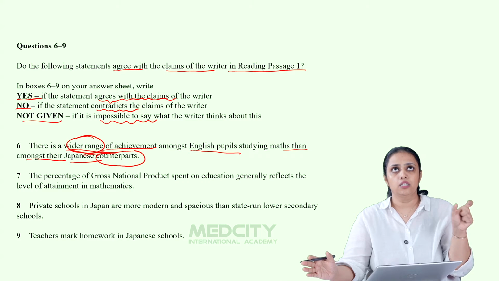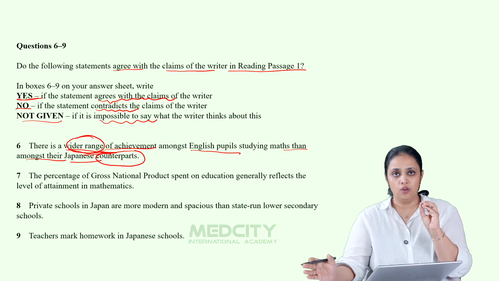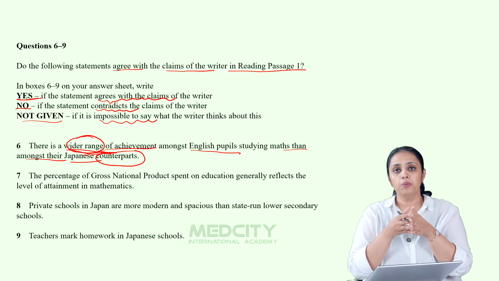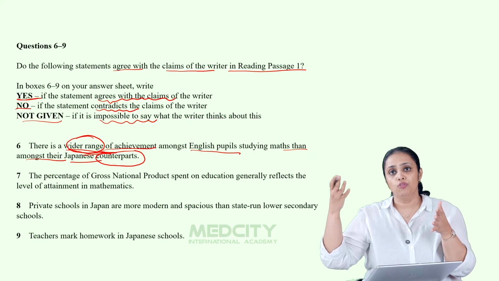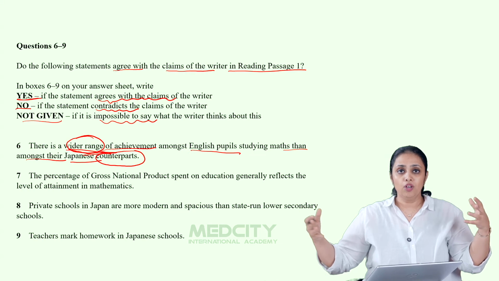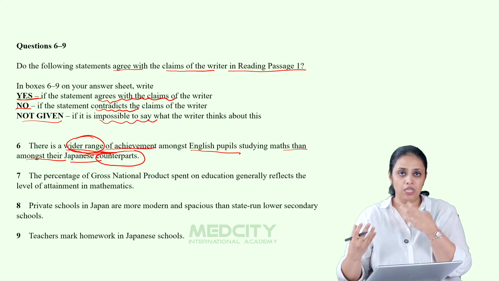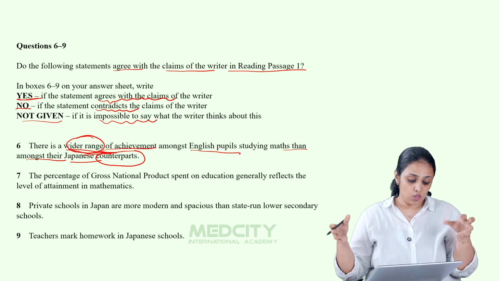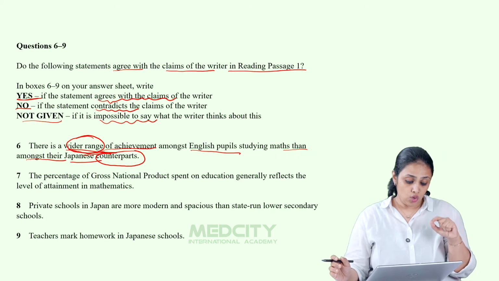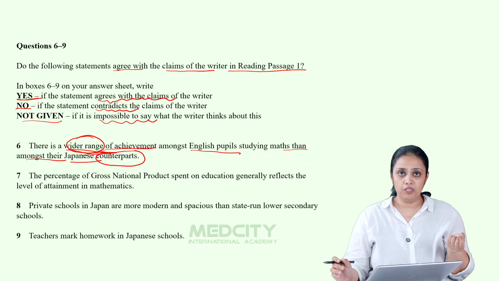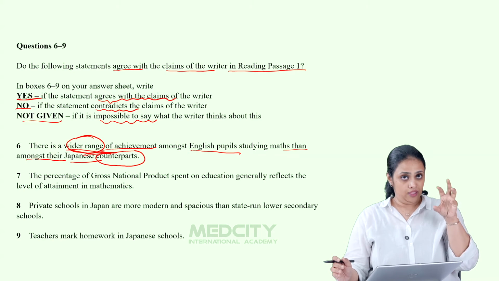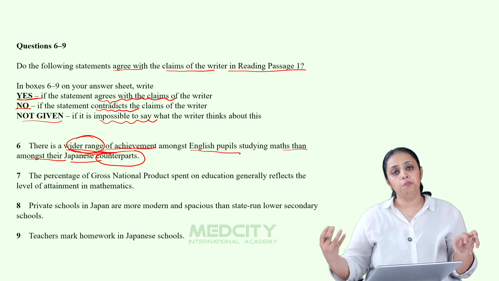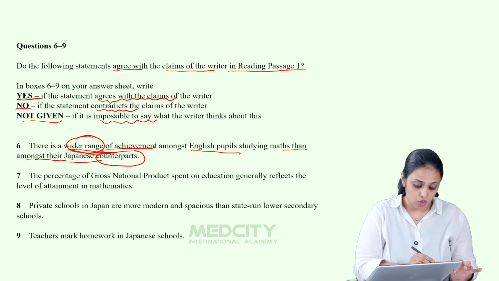Now, if you take a few numbers, 1 to 10, the range is from 1 to 10. Now, when I say numbers from 10 to 100, the range is more because there are different numbers coming in between, and the gap between the numbers is really wide. That's what you mean by wider range. So, wider range of achievement among English pupils means there would be students who score very low, but at the same time there would be students who score very high. That is what you mean by wider range.